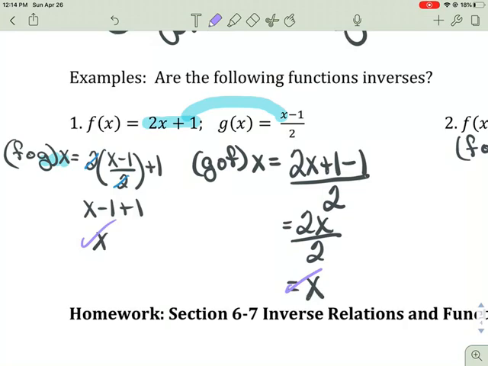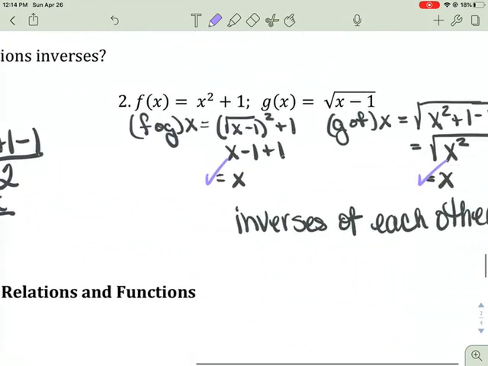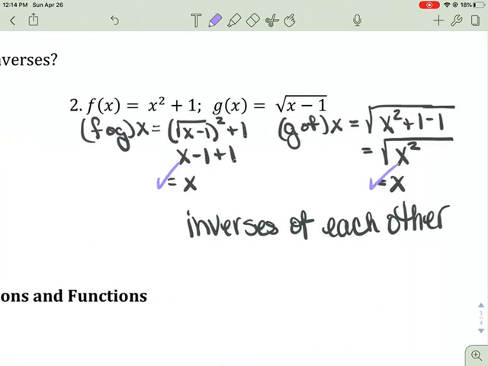Okay, pause the video. You can try this last one on your own. All right, let's see if you got the right answer. I got they were inverses of each other, because when I did the composition, I got x both times.